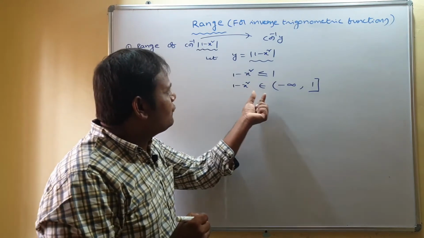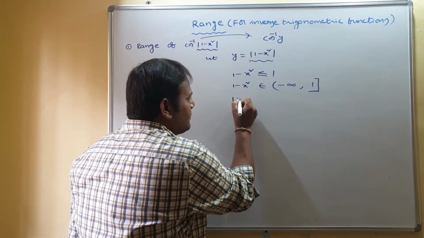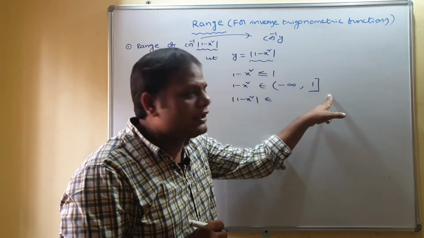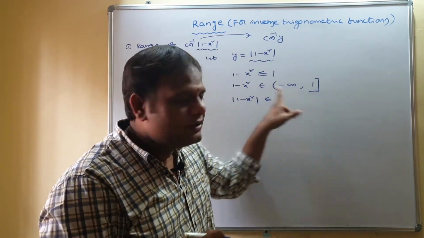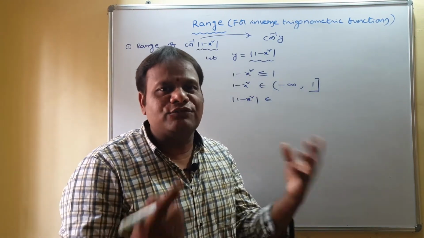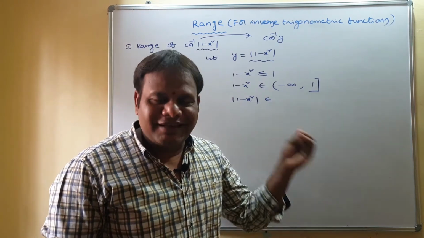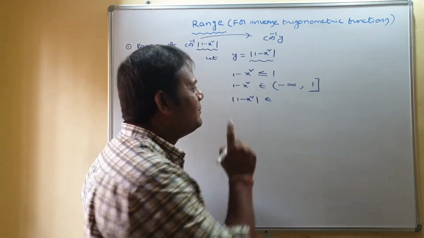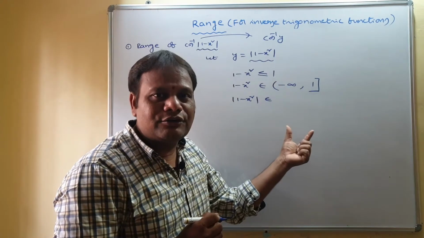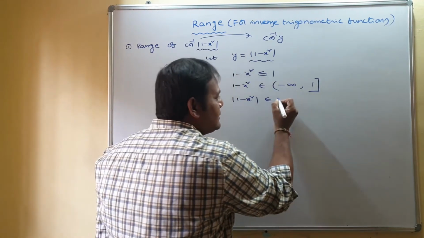Is it? But what we want? We want modulus of this. So mod 1 minus x square belongs to, you take modulus to every value of this interval. If you take modulus to every value of this interval, you can get only positive values. Among those positive values, what is the least one? Yes, it is 0. Why? Because between minus infinity and 1 we have 0. There if you take mod 0, then that becomes 0. So the least value after taking modulus is 0.